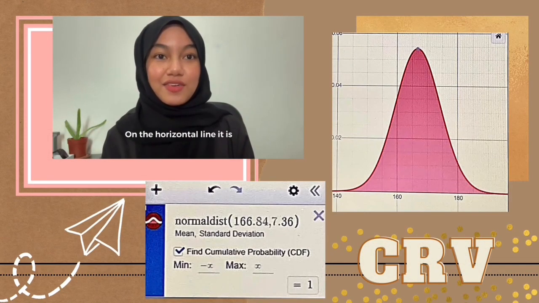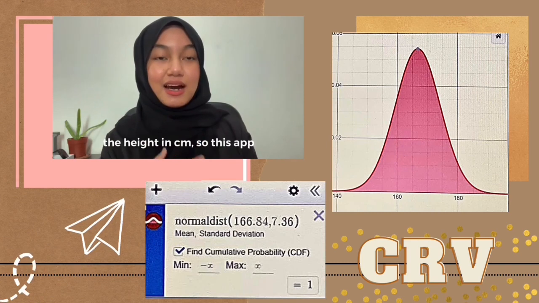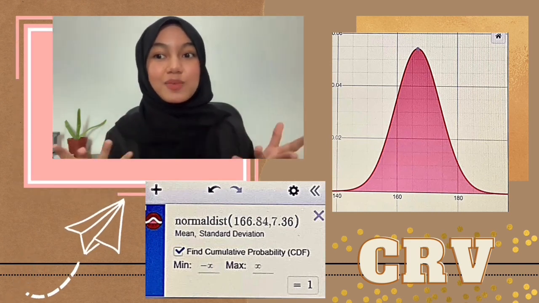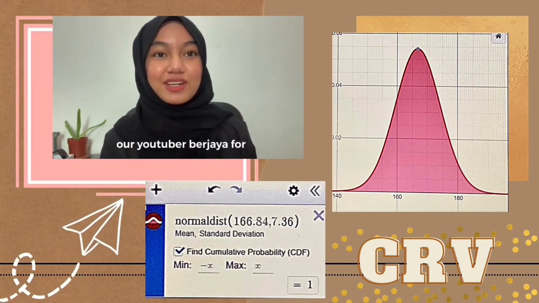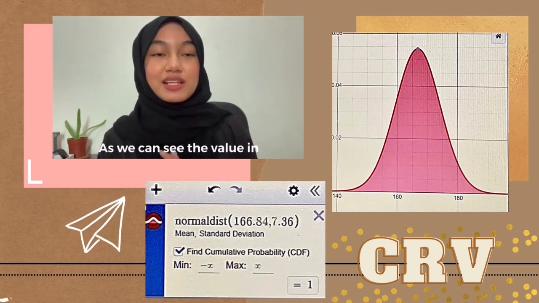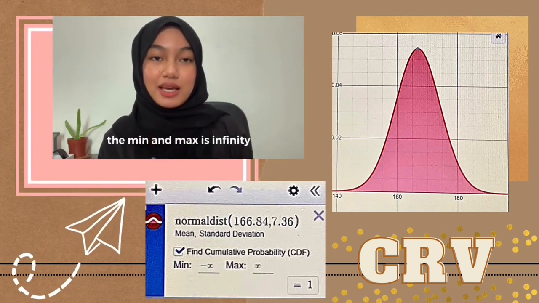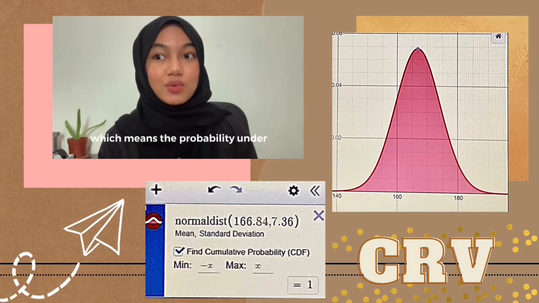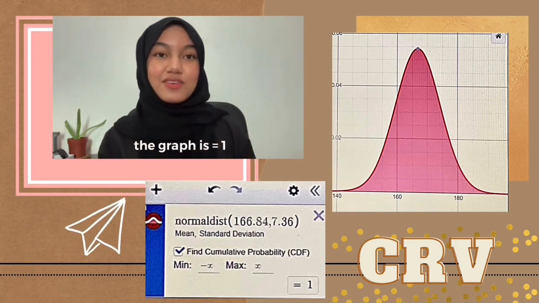Next, this is our graph. On the horizontal line, it is the height in centimeters. So this app is called Desmos. Thanks to Sir Marcus for introducing this to us. As we can see, the value in the mid and max is infinity, which means the probability under the graph is equal to 1.